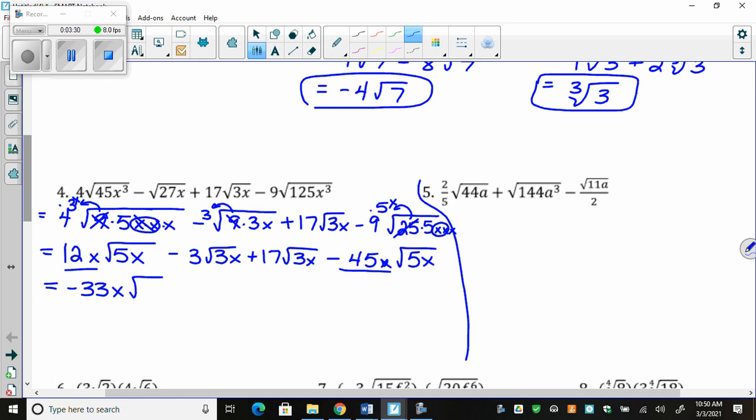-33x root 5x. And then -3 plus 17 is 14 root 3x.